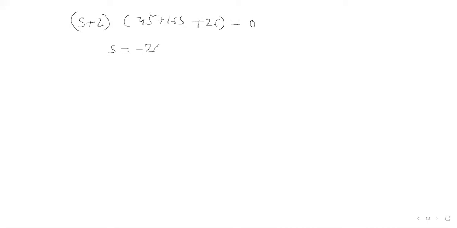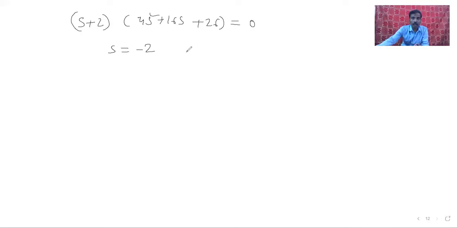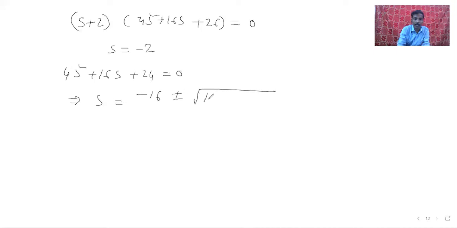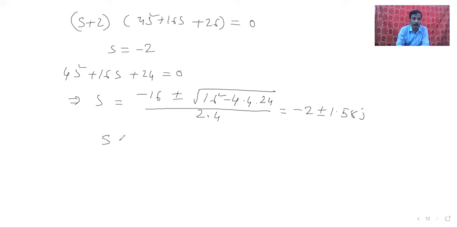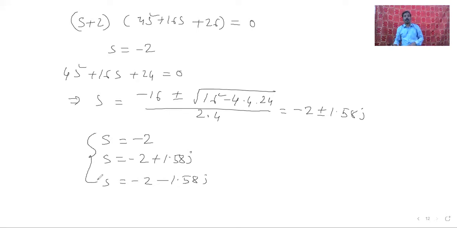And another value: 4s square plus 16s plus 26 equals 0. That means s is equal to minus b plus minus root of b square minus 4ac over 2a, equals minus 2 plus minus 1.58j. So what is the breakaway point? The breakaway point equals minus 2, and s equals minus 2 plus 1.58j, s equals minus 2 minus 1.58j. These are all breakaway points.